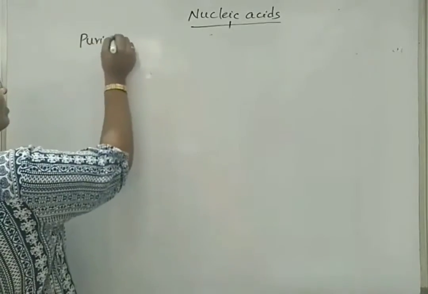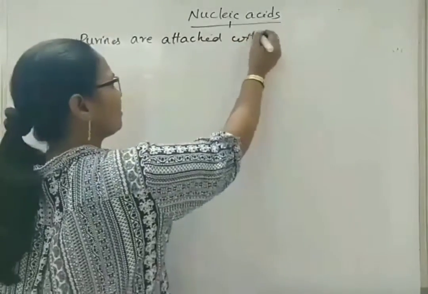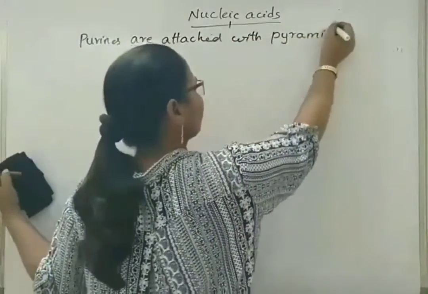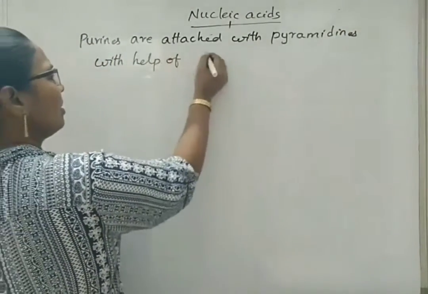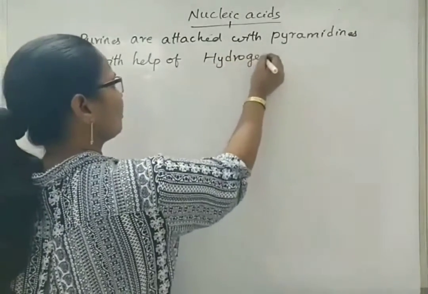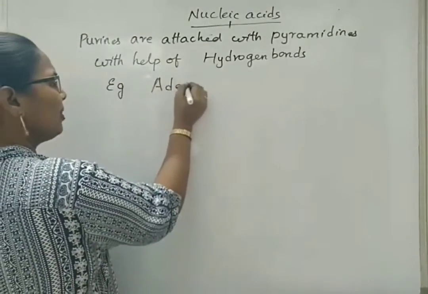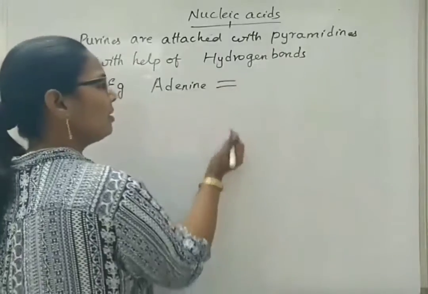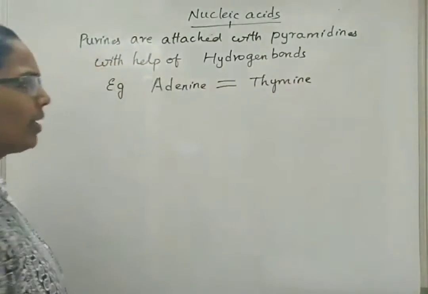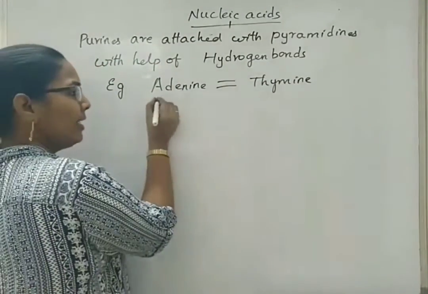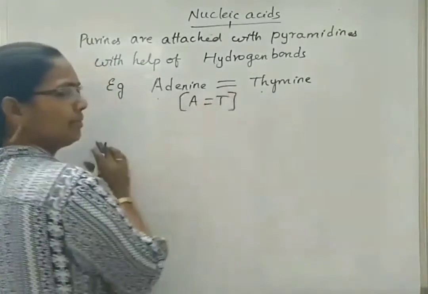So these purines are attached with pyrimidines with the help of hydrogen bonds. Example, if we see adenine, a purine, it is having a double bond when it is binding with thymine. Means one purine will be bound with one pyrimidine only. Adenine always binds with thymine only. This one we simply represent like this, AT.